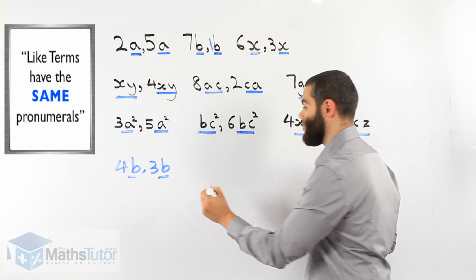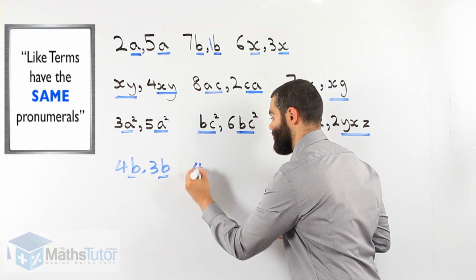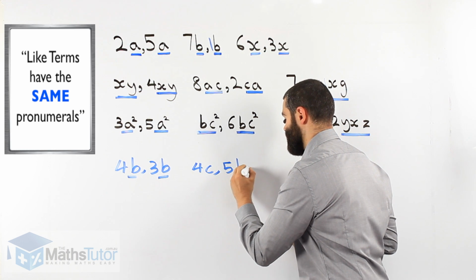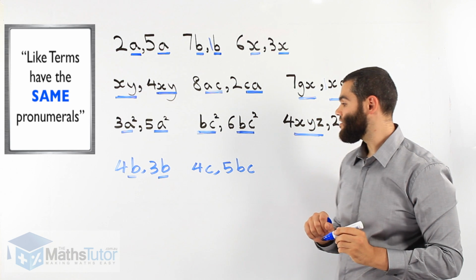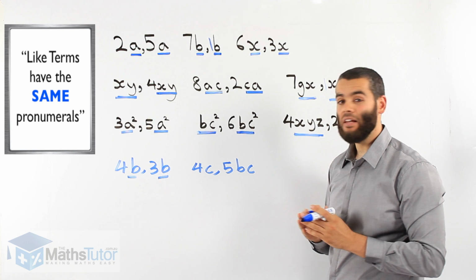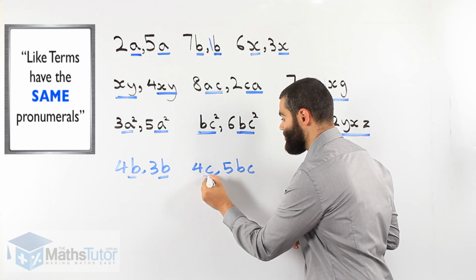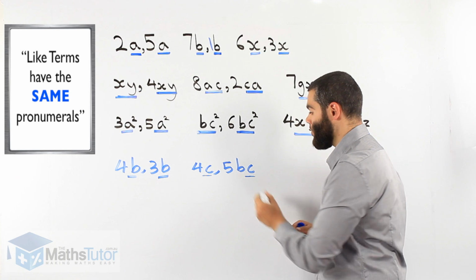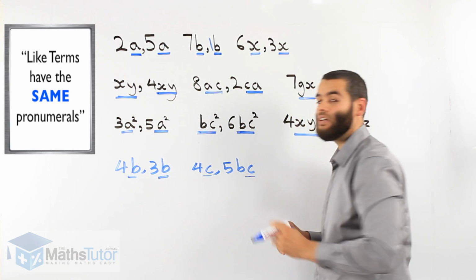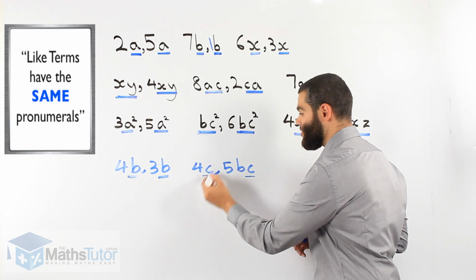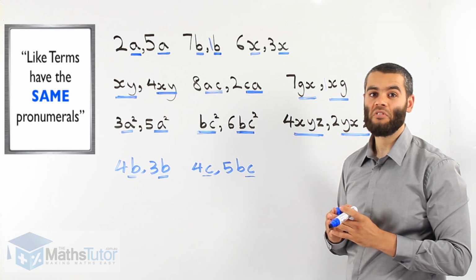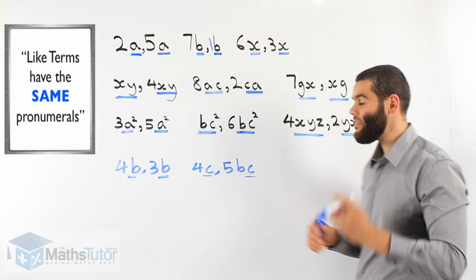What about this one here? 4C and 5BC. Well, are they like terms? We have a C here and we have a C here. But here we have a B and here we don't have a B. Therefore, these are not like terms. This is a term, this is another term, but they are not like terms because the pronumerals are different. What about this one here?